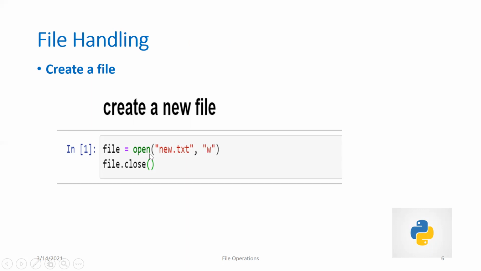So open takes two parameters. Sometimes open can also take one parameter. If you did not mention the mode, then you can open the file only. Then open will take two parameters: one is the file name and another is the mode. And file is the variable that holds these statements. If you want to print the output of the file, you have to print the file variable.